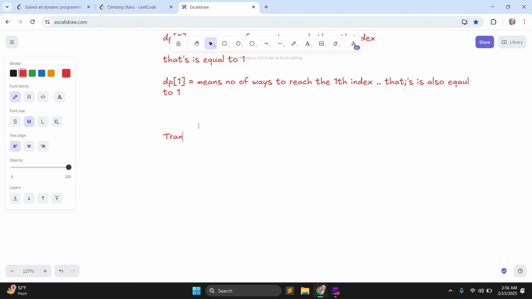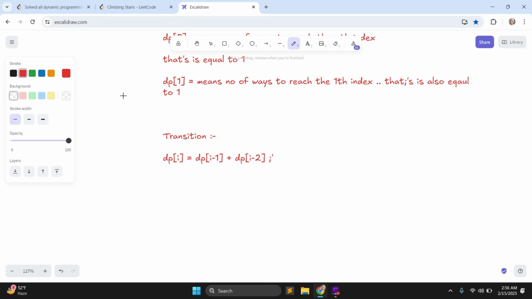Transition. dp of i, we can reach the ith index from dp of i minus 1 plus dp of i minus 2. dp of i minus 1 means from this index, dp of i minus 2 means from this index. The number of ways to reach this index is from this and from this.